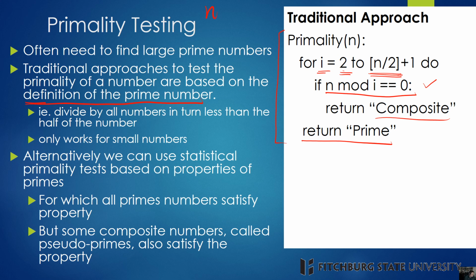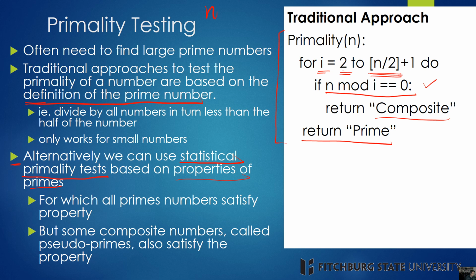Now in this case, the traditional approach is never going to work. Now we can actually use the alternative approach. The alternative approach uses statistical primality tests. This is based on the properties of prime numbers. All prime numbers satisfy these properties, but certain composite numbers also satisfy them. So that means statistical primality testing basically provides a result with a certain confidence.